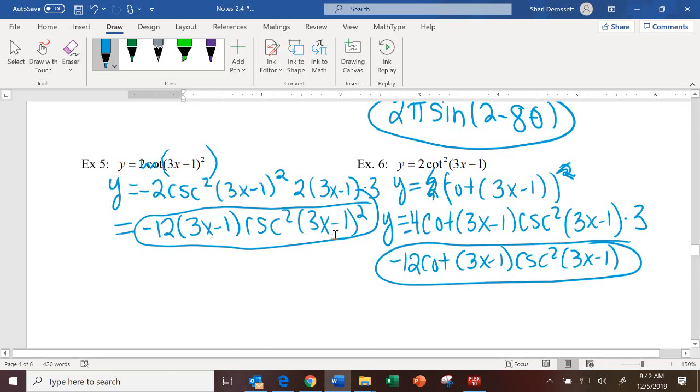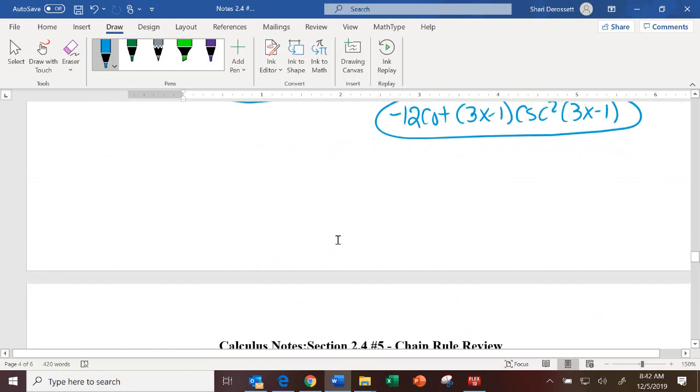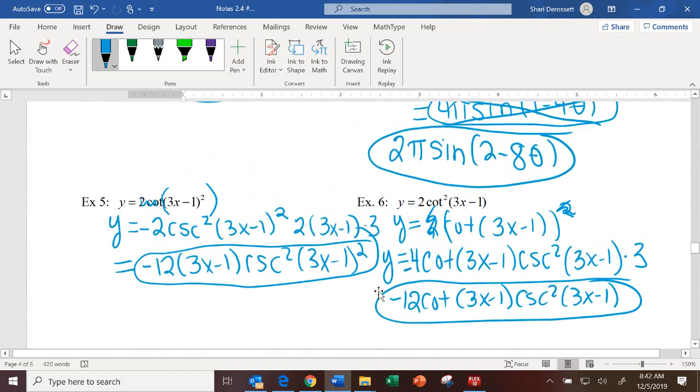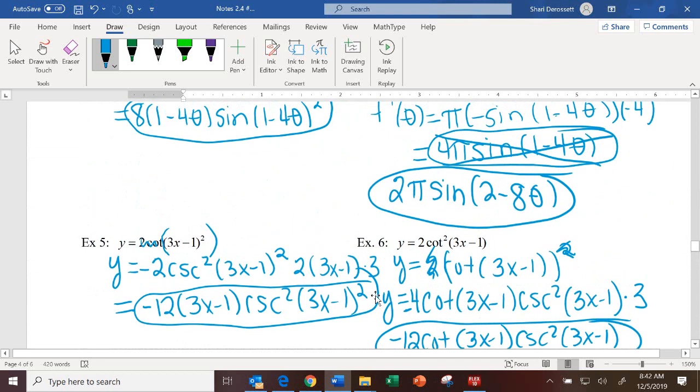Okay, we're going to stop there. There are some more problems in the notes, but we'll do some of these on Monday just to see. We're going to have our quiz on Tuesday over the chain rule.